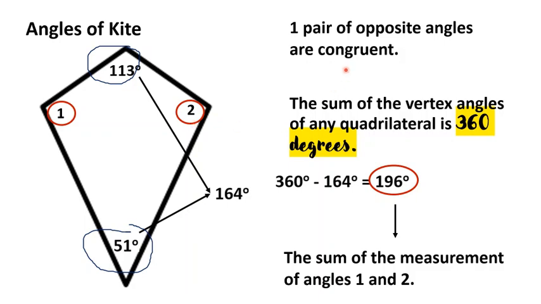Now, we will go back to the property that one pair of opposite angles are congruent. We know that angle 1 and angle 2 are congruent, or they have the same measurement. And the sum of these two angles is 196. So to get the measurement of each angle, we just have to divide 196 by 2. With that, the measurement of angle 1 is 98, since 196 divided by 2 is 98. And since angle 1 and angle 2 are congruent, angle 2 is also 98 degrees.